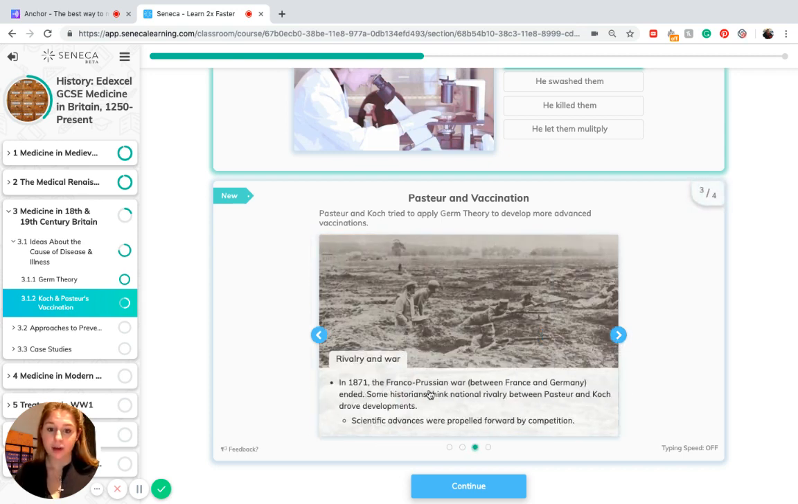In 1871, the Franco-Prussian War between France and Germany ended. Some historians think national rivalry between Pasteur and Koch drove developments. Scientific advances were propelled forward by competition.